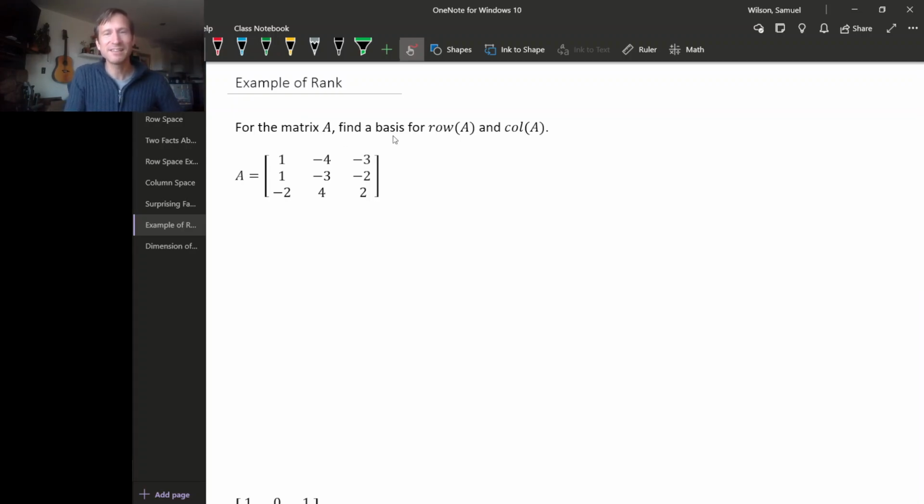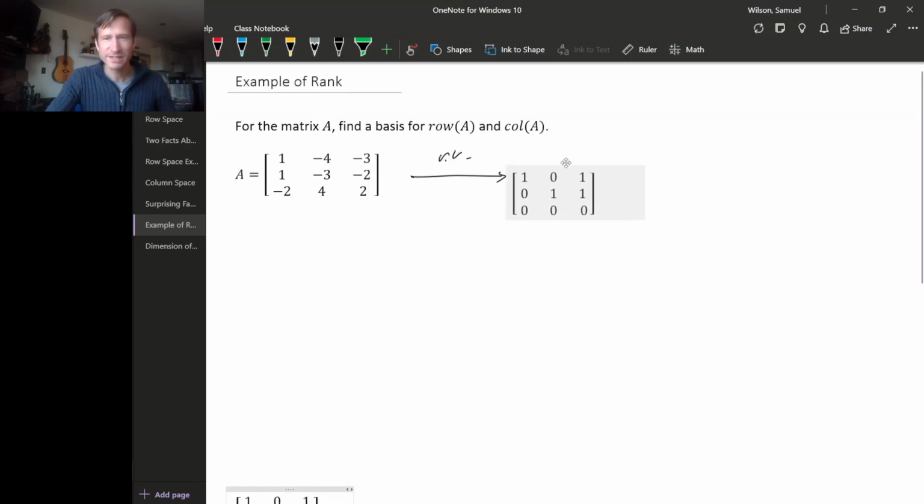So for a matrix A, let's find a basis for the row space and for the column space of this matrix. Before now, we would have had to do a row reduction to find a basis for the row space, and then we would have had to do a second row reduction, reducing A transpose, to find a basis for the column space. But we can do better than that now. Okay, so first let's do a row reduction. The result of row reducing this matrix is here.